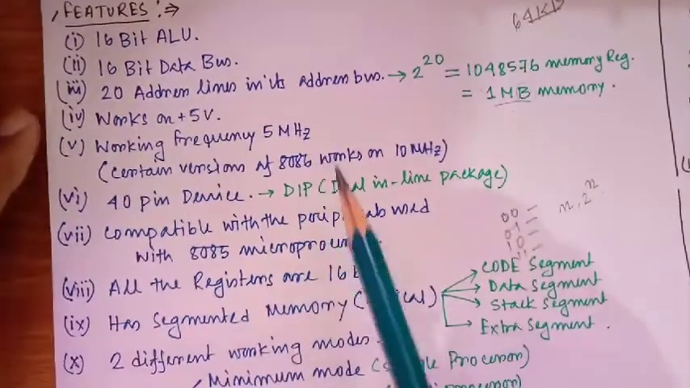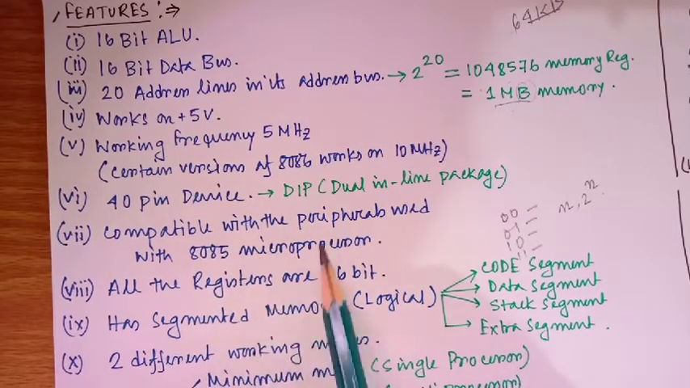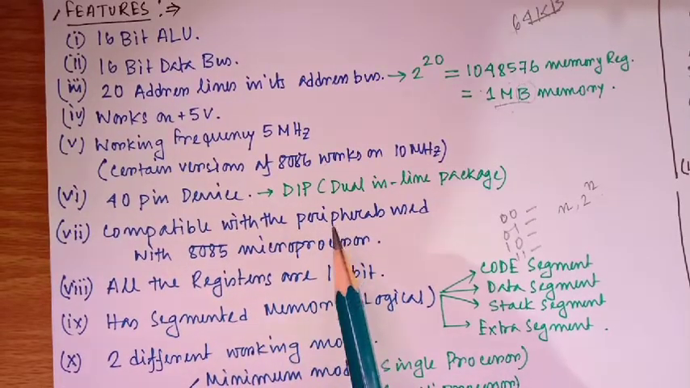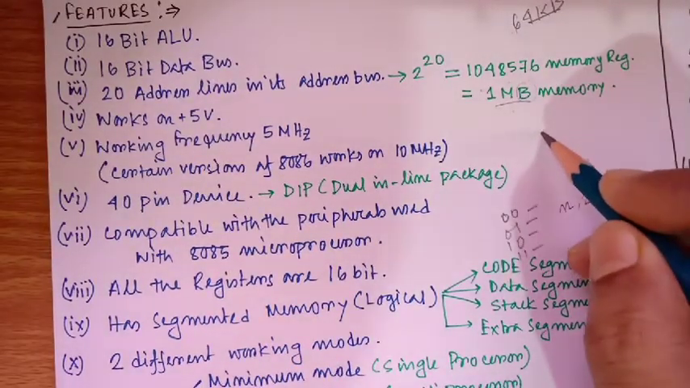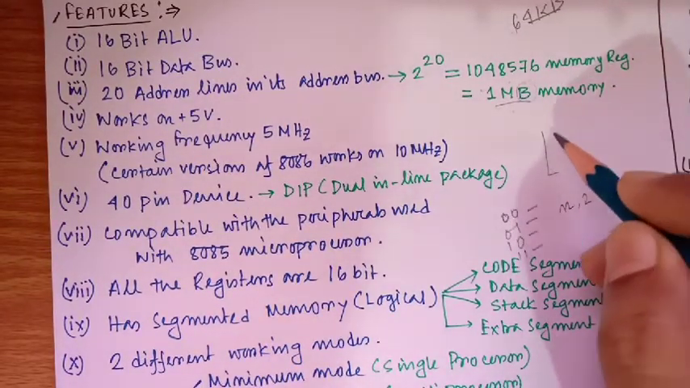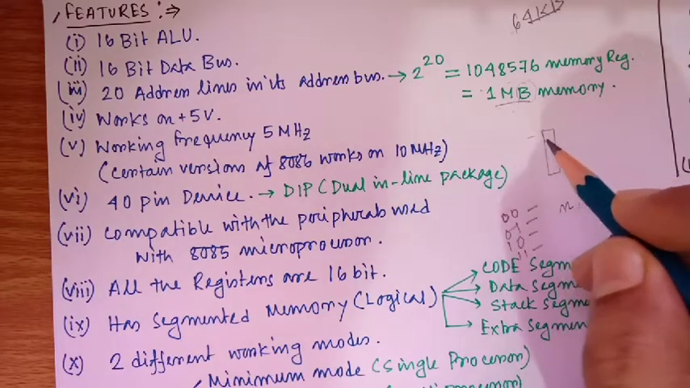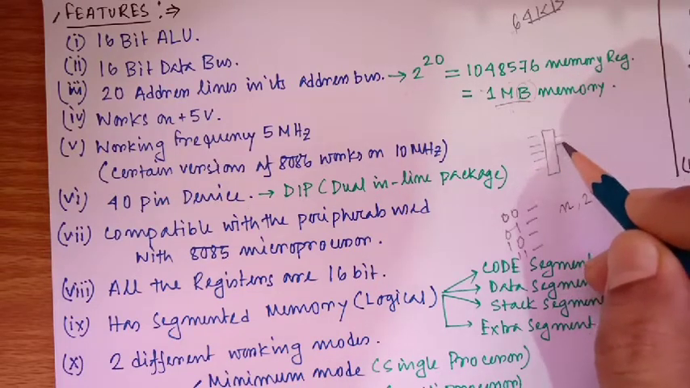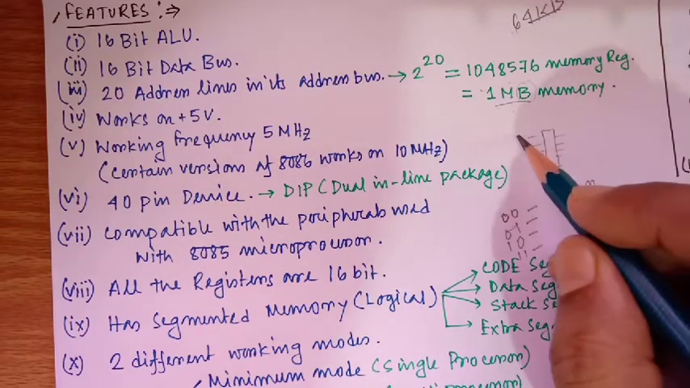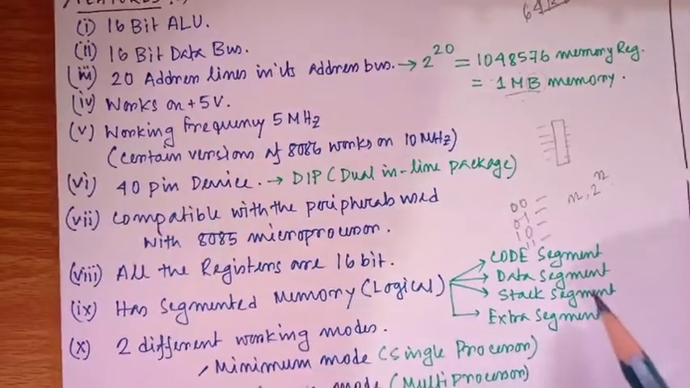The similarity with 8085 is that it is also a 40-pin device that came in a DIP package. What is DIP? DIP means dual inline package. Probably you know that it looks like this. This is the IC, which is our processor, and all the 40 lines are aligned in this way. That means 20 lines here, 20 lines here. This kind of package is called a DIP package.